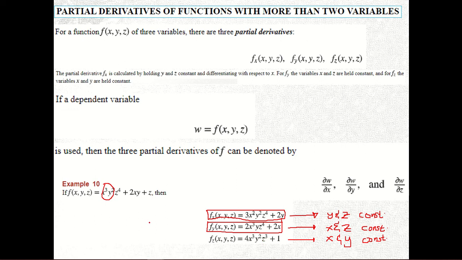All right. So x and y are constant. Therefore, the derivative of this is 0, right? Because 2 is constant, x is constant, y is constant. So the whole product here is constant. The derivative of a constant is equal to 0. So for the third term, the derivative of z with respect to z is equal to 1. So that's why we have here 1. Okay, so these are the three partial derivatives.